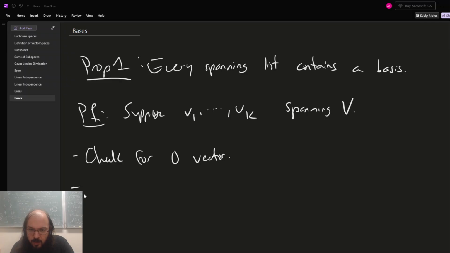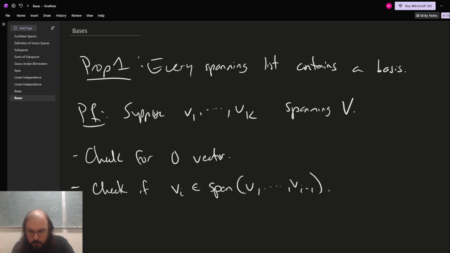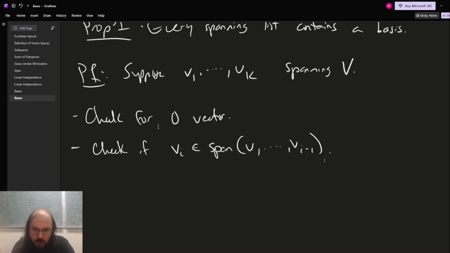Once I've done that, then the thing to do is to systematically check if any given v_i is in the span of the previous ones. And if so, remove it because the span doesn't change. If not, add it to the list.